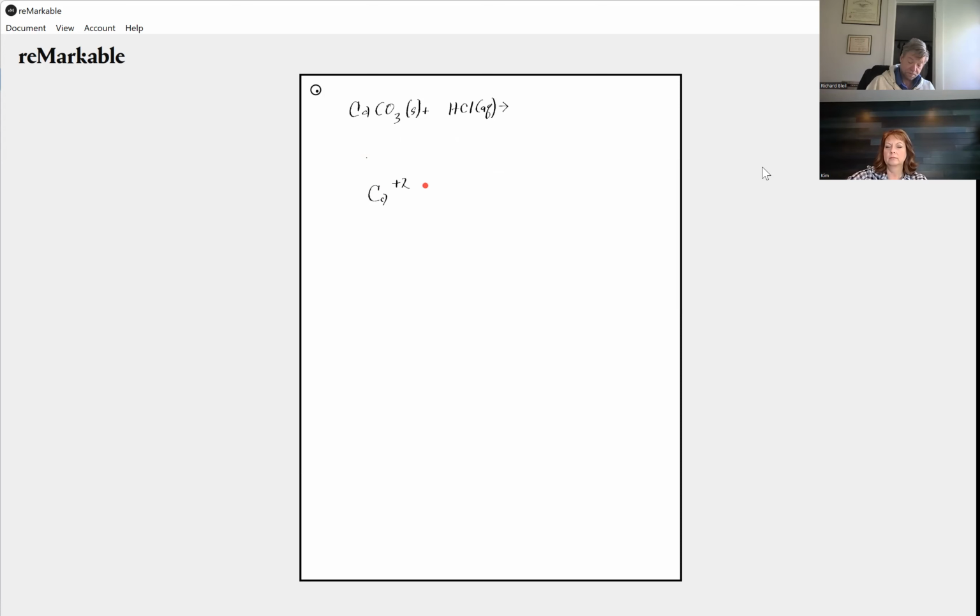Carbonate. I asked you to memorize some polyatomic ions. If you did, you would recognize that carbonate is -2. So you have calcium carbonate, but we have a common denominator. So this is the correct formula for calcium carbonate.